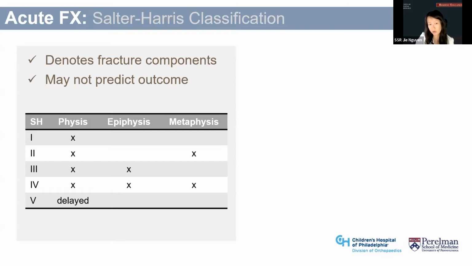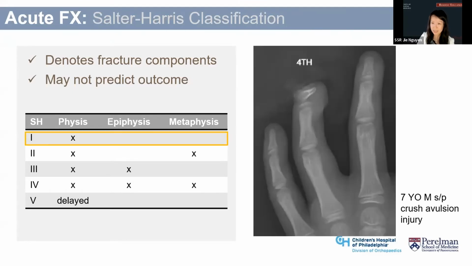However, one thing that you should know is that even though, when this classification was initially devised, it was supposed to reflect higher energy with higher grades of Salter-Harris, it actually does not. And so it doesn't predict outcome, even though we still use it just because everyone understands what you're talking about when you say Salter-Harris type 2. So let's look at a few of the examples.